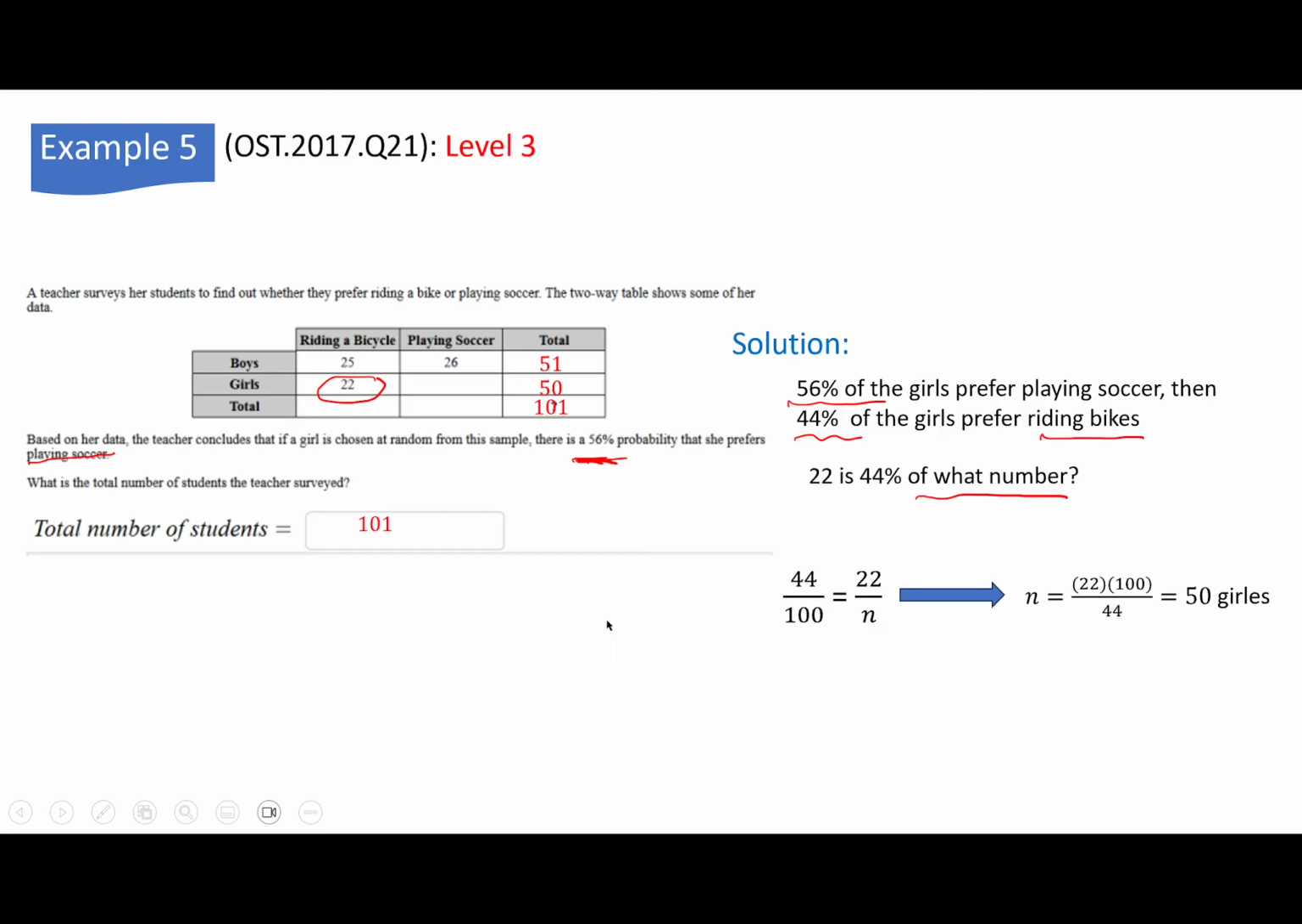So again, quickly, what we did is, based on this piece of information, 56% prefer playing soccer, which means 44% prefer riding bikes, which is given to me right here. That's 22 girls. So 22 is 44% of what number? We use the formula, and we get 50 girls, the total number of girls. If you want, you can continue filling up the table, but it's not needed. 51, I got it from here. Add these two together, you get 101.